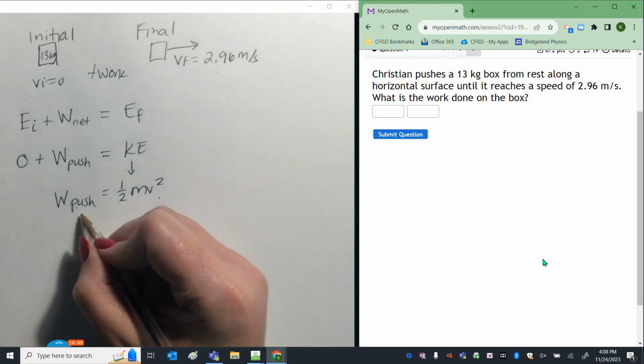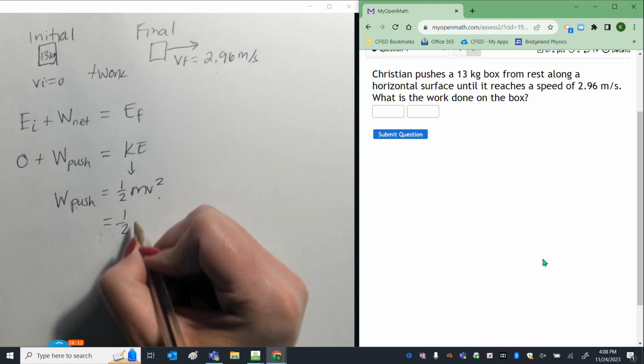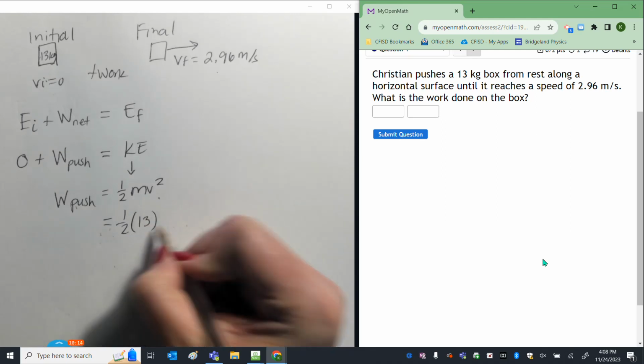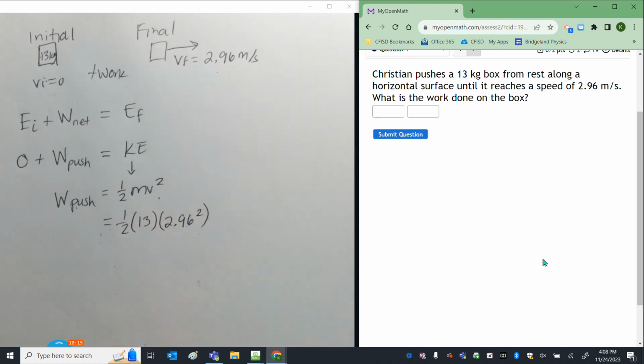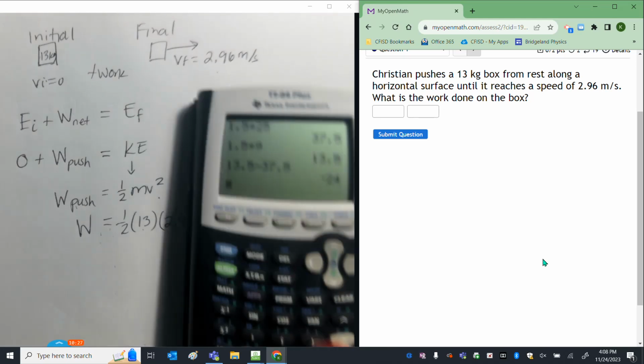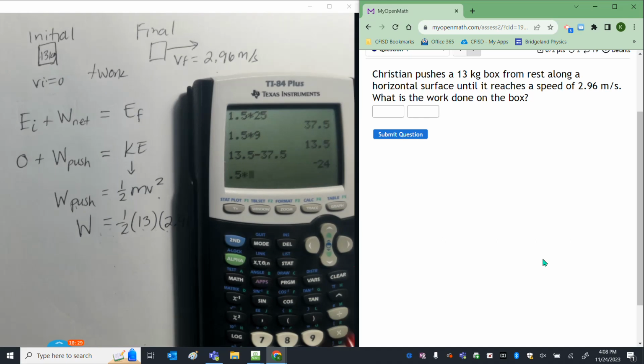So we don't know the work, that's what we're trying to find, but we do know the mass. It's 13 kilograms, and we know that it is moving with a velocity of 2.96 meters per second at the end. So that work is going to be equal to 1/2 mv squared. Okay, so let's go ahead and put this in our calculator. 0.5 times 13 times 2.96 squared. And that should be the work done. 56.95. Work is in units of joules.